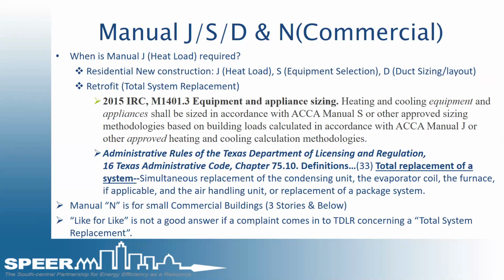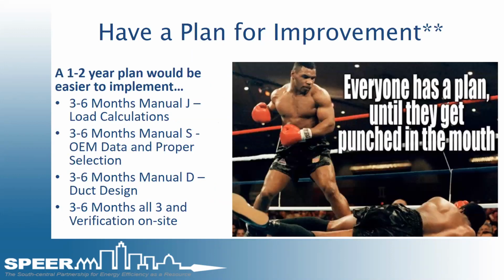Just so you know, TDLR on a total replacement of a system, if they get a comfort complaint, TDLR is going to say like for like is not a good answer on a total system replacement. You need to be doing the JS&D, or JNS if you're replacing the duct as well, of course, D as well, but JNS on a total system replacement. So, you know, I mentioned the single mom, and little old couple on a fixed income.